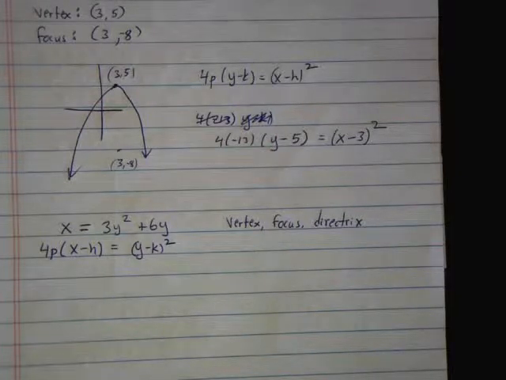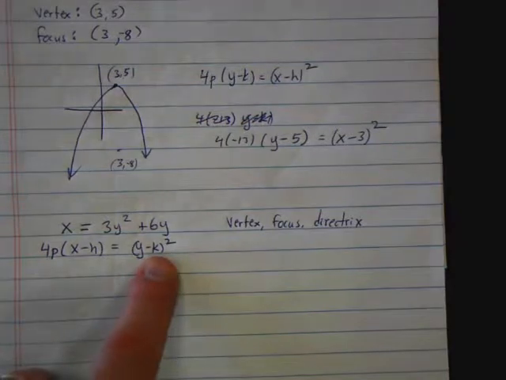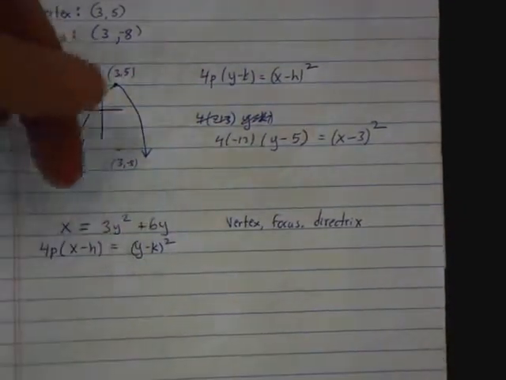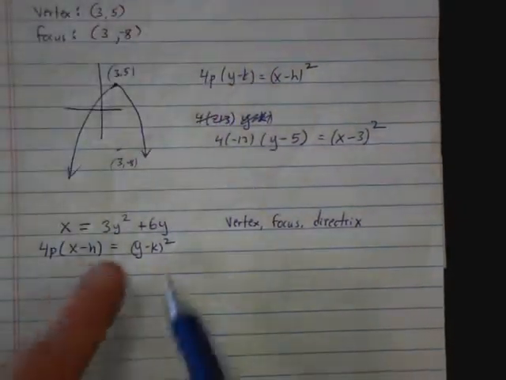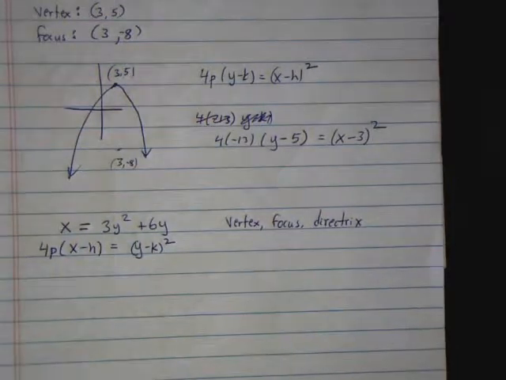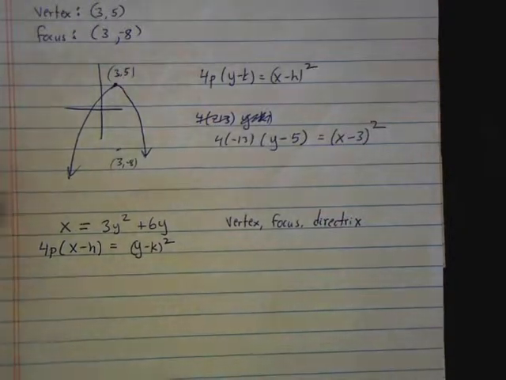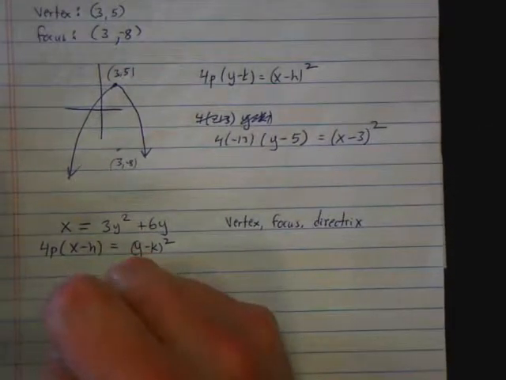Well, take a look at the right-hand side. I need y minus k whole thing squared. How do I take 3y squared plus 6y and write it as a y minus k whole thing squared? Pull the 3 out and complete the square. So there's going to be lots of completing the squares in this section.